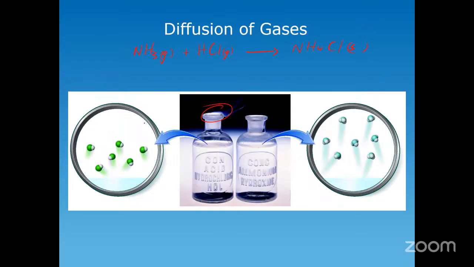And you guys out there on Zoom, you can chip in with your response if you think you know what the answer is. Why is it that the ammonium chloride is formed at the mouth of the bottle containing the hydrochloric acid and nowhere near the mouth of the bottle containing the ammonia? Any ideas?